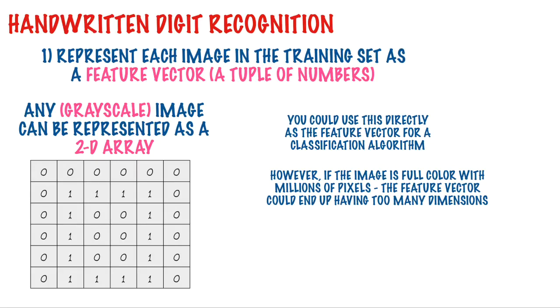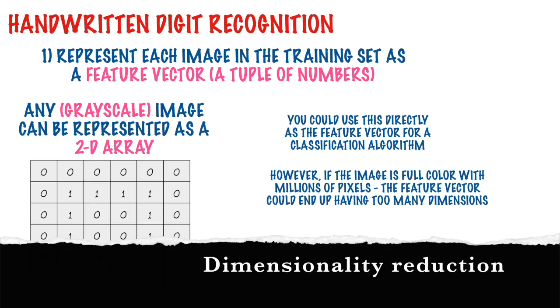However, if your image is full color and it has millions of pixels, then this feature vector could end up having too many dimensions. It could be that some of these dimensions are just redundant. There is not too much information that you get by having them. For example, you could blur an image to quite a large extent and still be able to make out what that image is representing. You could represent an image using a much smaller number of pixels, and you would be looking at a blurry image but still be able to make out what that image is.